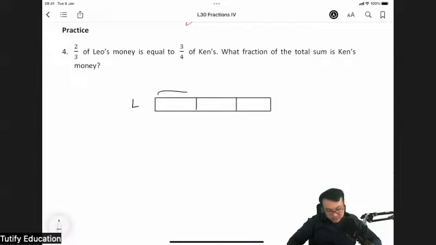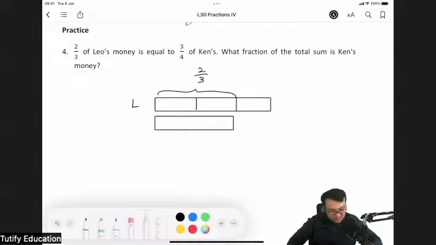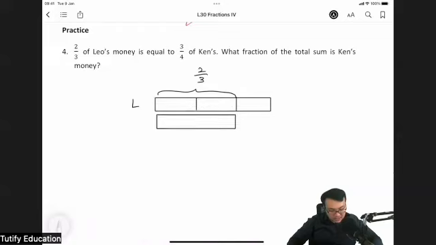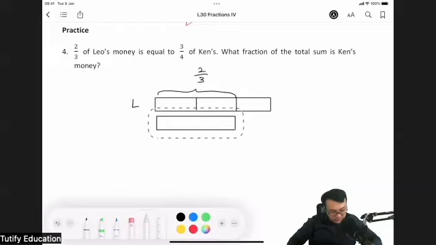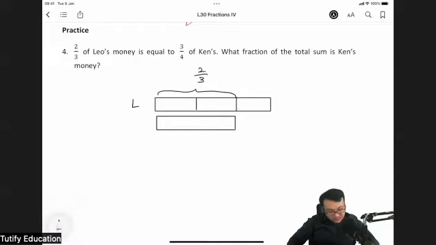They say 2/3 of Leo, so this is 2/3 of Leo, and it equals 3/4 of Ken. So let's just draw something equal first. I'm not saying that this entire thing is Ken. This is not Ken, I'm just trying to draw something equal. Now you read this 3/4 of Ken. How many units do you think this should be?